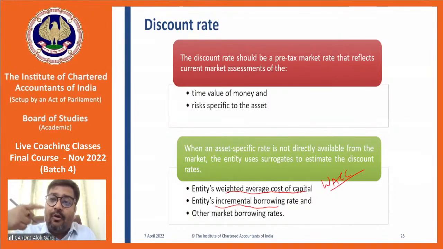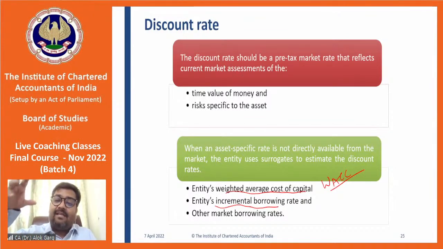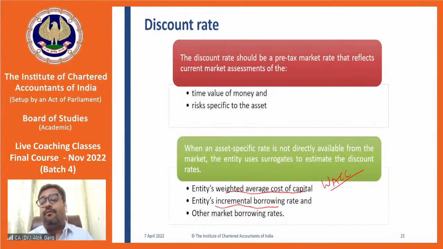If I have to take a loan for the value of this asset, what is the interest rate for that particular entity, right? So first you need to apply the weighted average cost of capital, then the incremental borrowing rate, or if the incremental borrowing rate is also not available, then you have to go for some other market borrowing rates, right? Is it clear, guys?